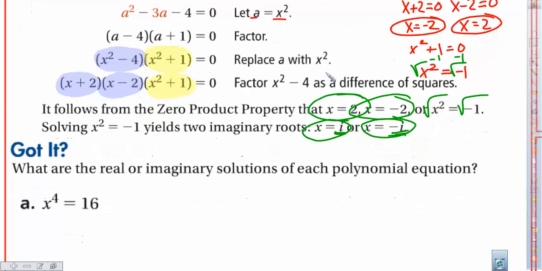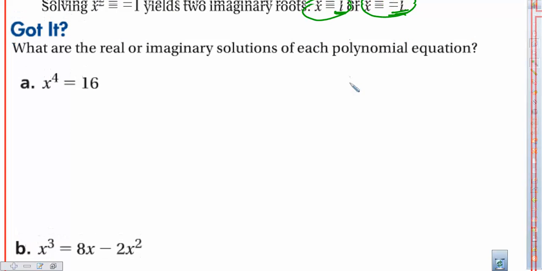Okay? So let's take a look at this guy right here. First thing we should do, set it equal to 0. So our first move, let's subtract 16, and so now I'm going to have x to the fourth minus 16 equals 0.